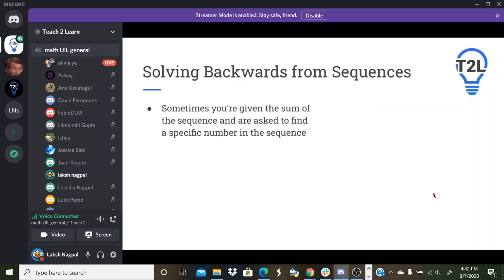Okay, so that was finding the sum of any sequence. And some questions also want you to solve backwards from sequences. This is done by, they basically give you the sum of the sequence already, and they ask you to find a specific number in the sequence.